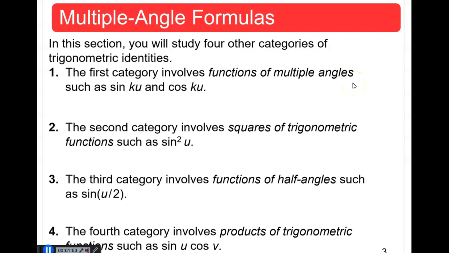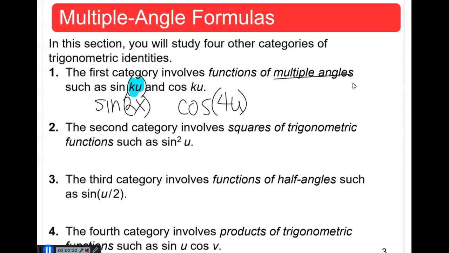With the multiple angle formulas, we're going to study 4 categories. The first one will be the multiple angle formulas, such as having the sine of an angle times a constant. So this is like we have the parentheses here. An example will be sine of 2x, something like that. And this is the sine of a double angle. Or the cosine of 4 times u. So that is what we mean when we say multiple angles.